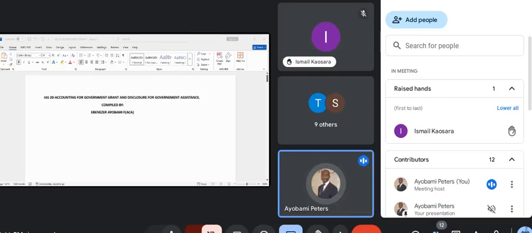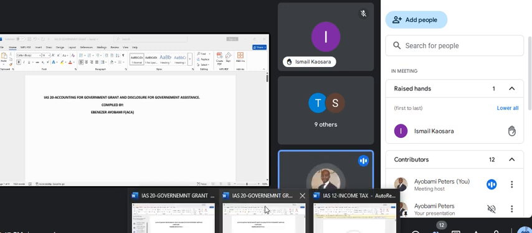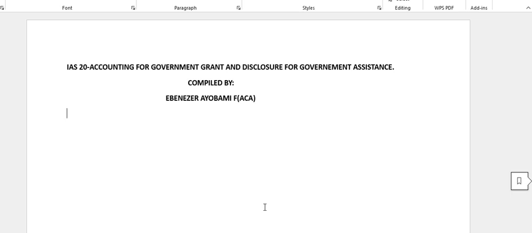Very quickly tonight, we shall be looking at IAS 20, and that is accounting for government grants and disclosures for government assistance. Now, this particular standard is divided into two. We have the accounting for government grant, and then we have the other one, which is government assistance. If you look at that standard, you will see that we have government grant, we have government assistance.